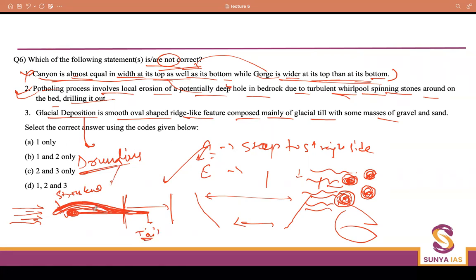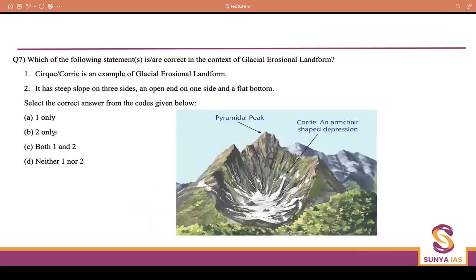A smooth oval-shaped, ridge-like feature composed mainly of glacial till. This glacial till is formed with some mass of gravel and sand. Definitely, sand and gravel come with the glacier. As the glacier takes all the sand, gravel and till with it, whatever it is eroding, that gets deposited over the substance which is causing resistance to the flow of the glacier. So the third statement is also correct. The question asks which is not correct, so one is not correct. The correct option using the codes below would be A, that is one only, because that is incorrect. Okay, let's go to the next question now.